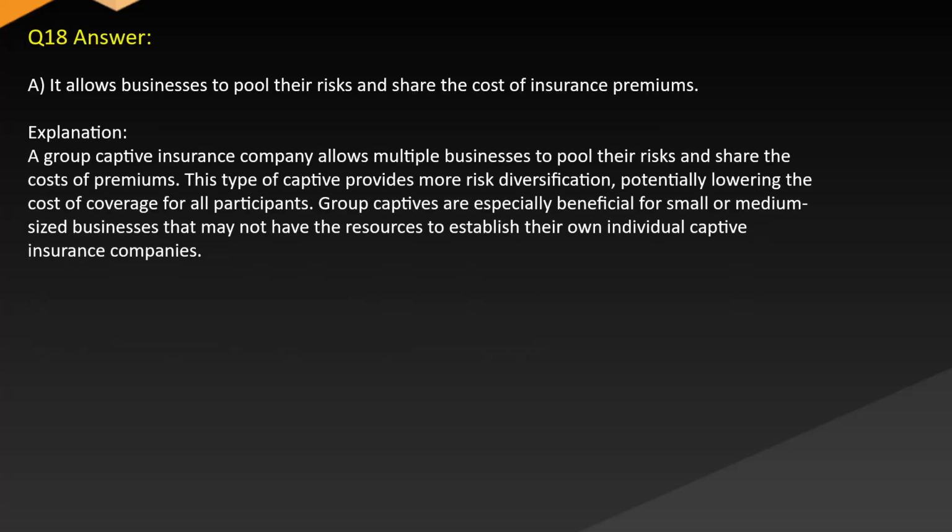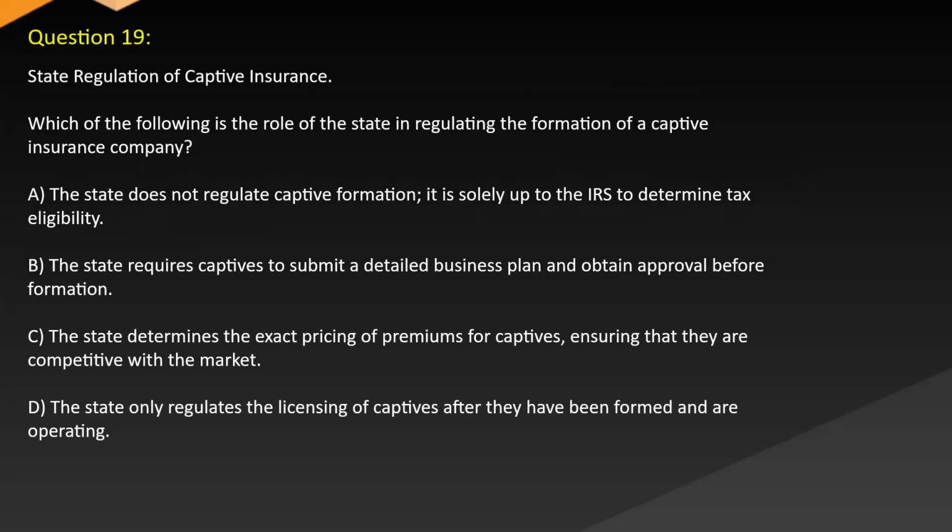Answer A. It allows businesses to pool their risks and share the cost of insurance premiums. Explanation: a group captive insurance company allows multiple businesses to pool their risks and share the costs of premiums. This type of captive provides more risk diversification, potentially lowering the cost of coverage for all participants. Group captives are especially beneficial for small or medium-sized businesses that may not have the resources to establish their own individual captive insurance companies.